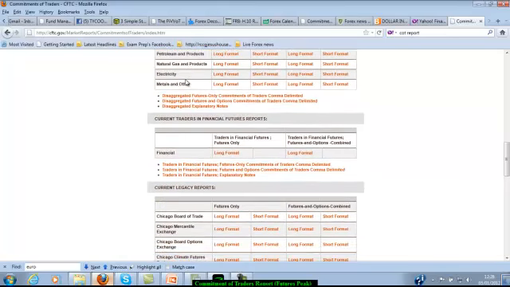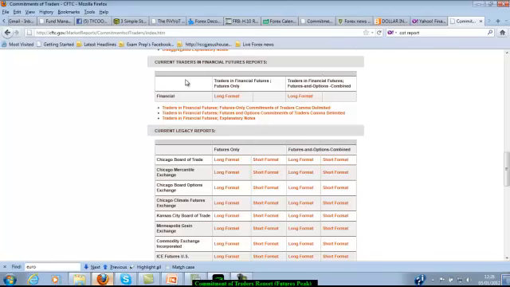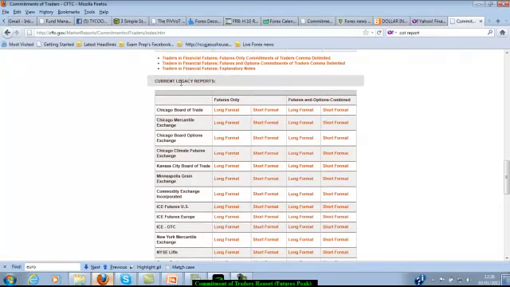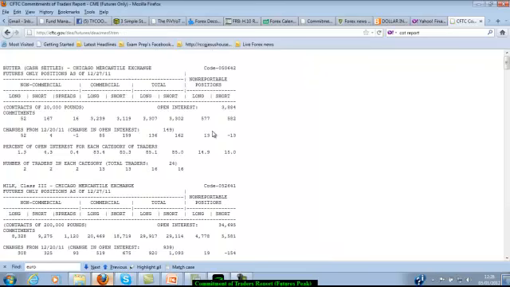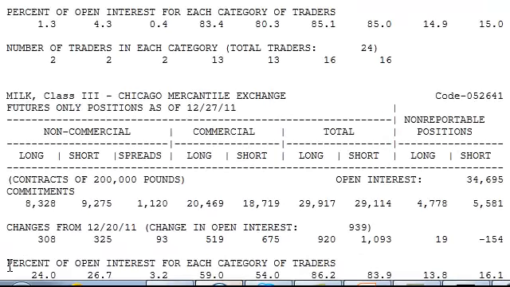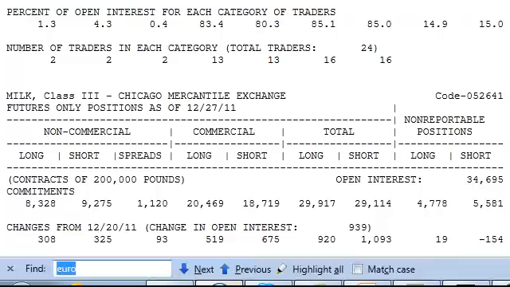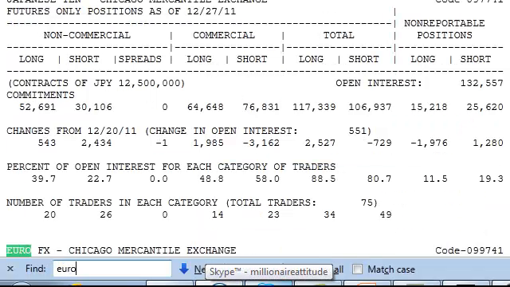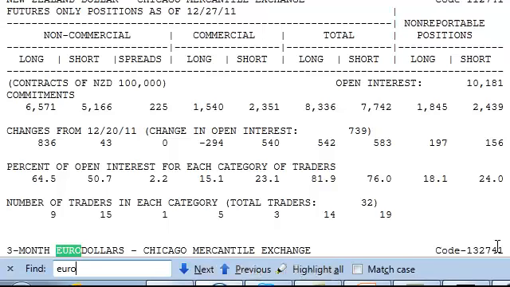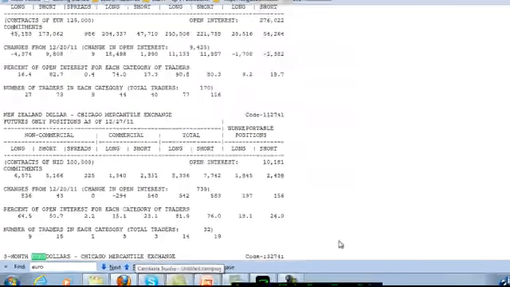Keep scrolling down. Now you get to the current legacy reports. Look for Chicago Mercantile Exchange. Here it is. Now under there, futures only; the other one is futures and options combined. So you go to futures only, and under futures only, go to the short format, and there you are. Now let's say you want to find out about the euro. How is the euro faring? Just press Ctrl F, type euro, and there you go. You have euro dollars, euro FX, just there.